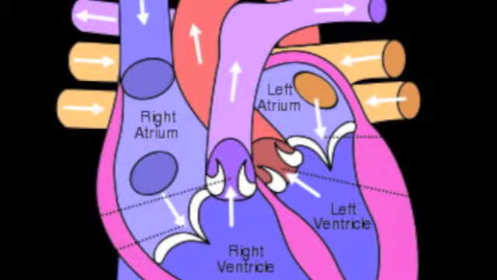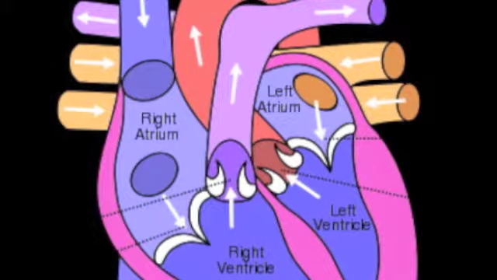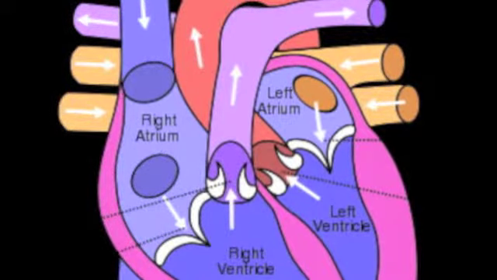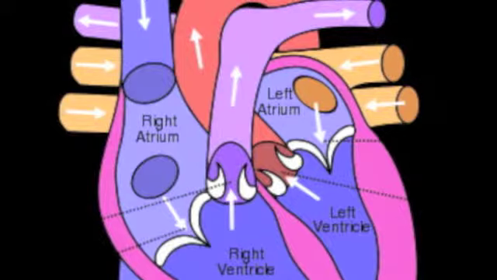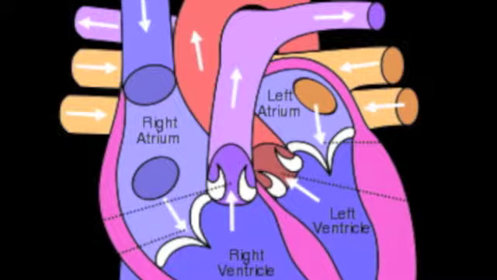Oxygen locks onto a molecule called hemoglobin in the red blood cells. The newly oxygenated blood leaves the lungs through the pulmonary veins and heads back to the heart. It enters the left atrium, then fills the left ventricle so it can be pumped into the systemic circulation.